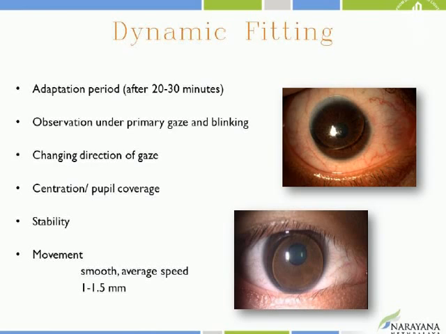For the dynamic fitting, you give an adaptation period of about say half an hour, following which you look at the patient on slit lamp in primary gaze as well as post blinking and the four extreme gazes. So what do you look at? Once the patient blinks, the contact lens will move. You look at the movement. The movement should be smooth. It should be neither too fast nor too slow. The movement should be 1 to 1.5 millimeters. And at the extremes of gaze, you look for total pupillary coverage. In all four gazes, at all times, the pupil should be thoroughly covered by the lens.